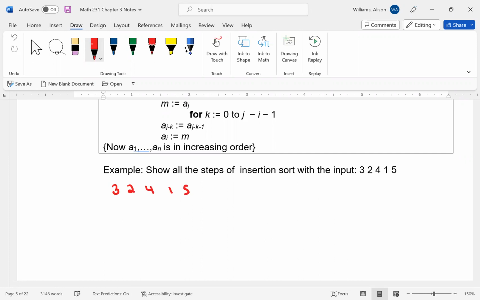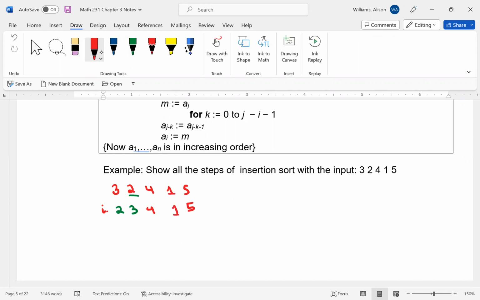Okay, so first thing I'm going to do, I'm going to start with the second number and compare it to the first number. And I'm like, oops, they need to be swapped. So I'm going to switch them here. The rest are going to stay the same. Make it look like a number 1.